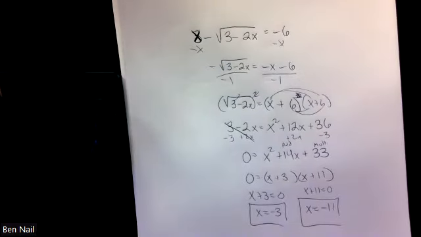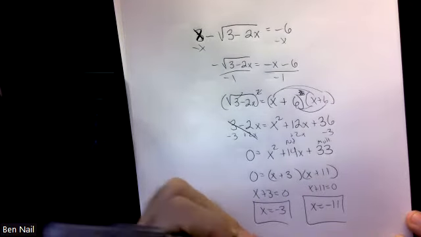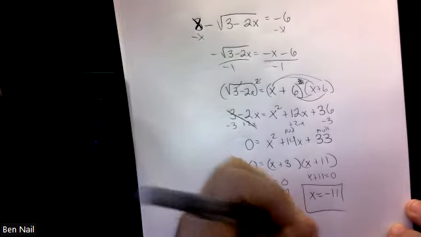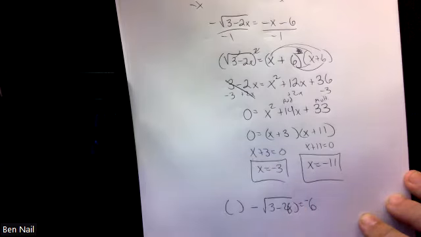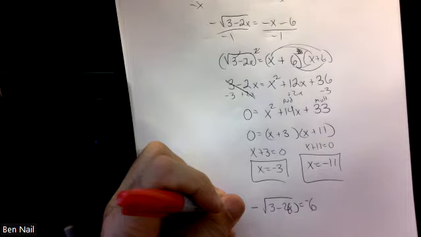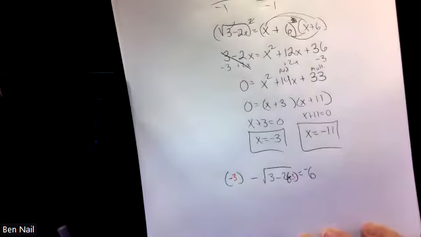Now, I did all of the math right. If you go back and look, all of the steps, everything is just fine. However, whenever I go to check my solutions, one or both of these solutions might not work. So we gotta check and see. So I'm going to take my original problem, x minus the square root of 3 minus 2x equals -6, and I'm going to plug in my -3. And we'll just see what happens here.